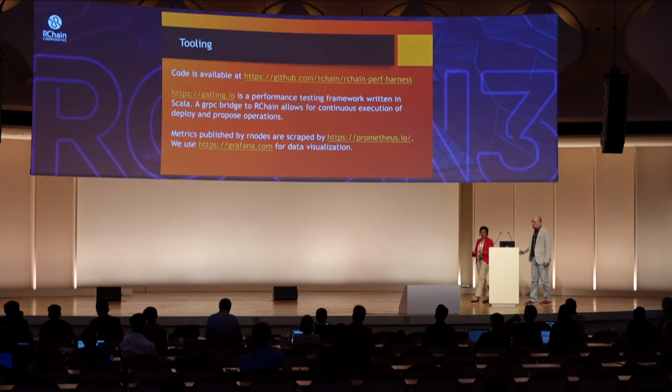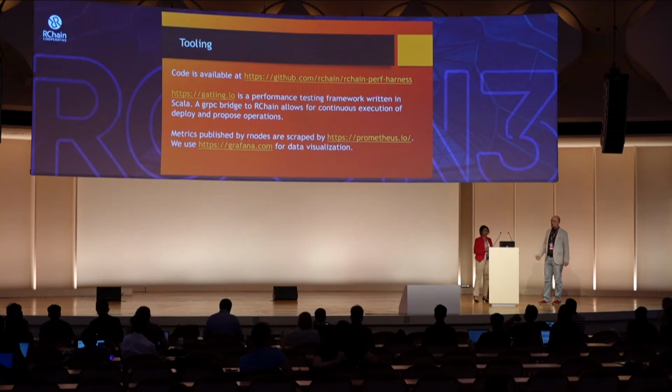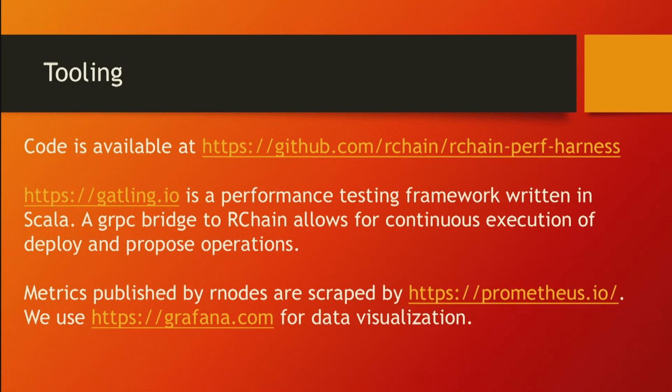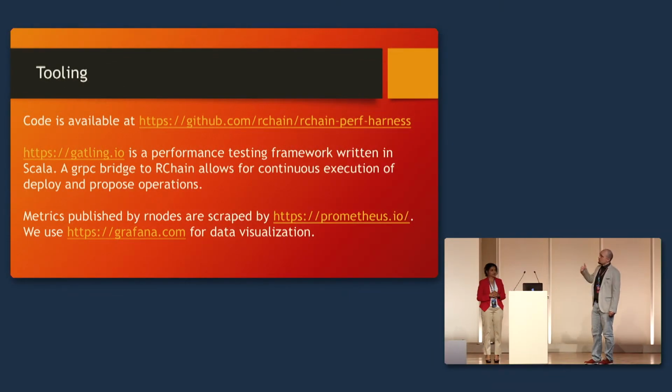Okay, so we're running the tests using a tool we built. It's basically Gatling, if you know what it is. It's a framework for building stressing solutions. And there's a gRPC bridge for R-Chain in this repository. So if you want to roll your own solution, it's available in the R-Chain organization under our R-Chain perf harness.